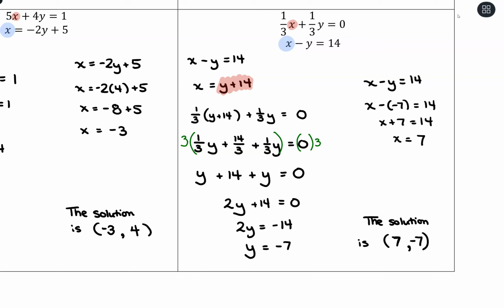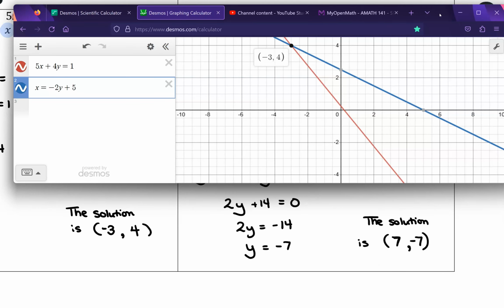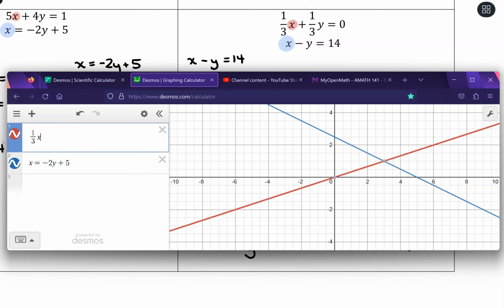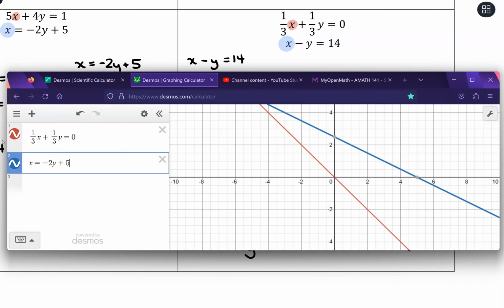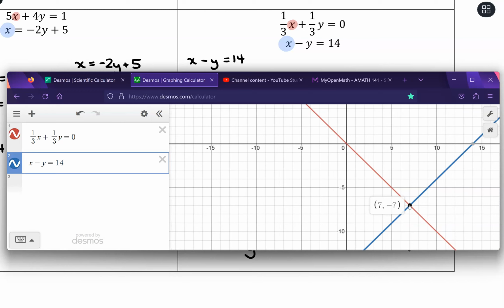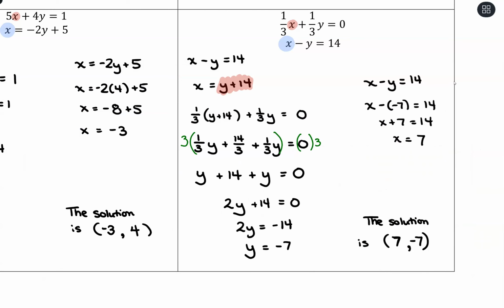And just with all those fractions, I would like to check my answer there. So let's see what we have here. 1/3 x plus 1/3 y is equal to 0. And then we have x minus y is equal to 14. And our answer's all the way out here at 7, -7. Perfect. We checked it. That's our solution.